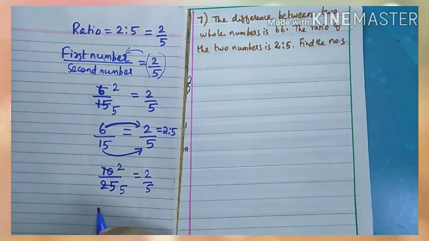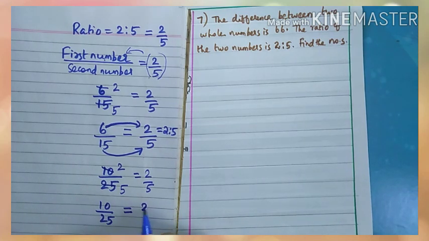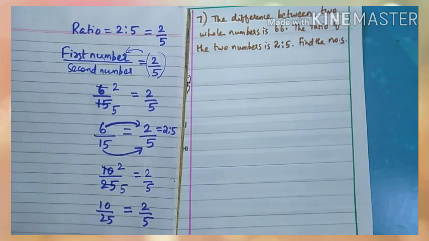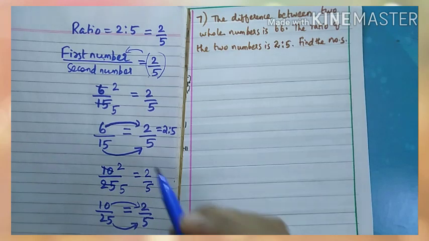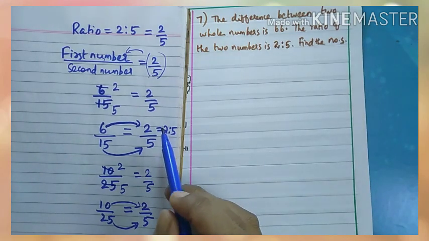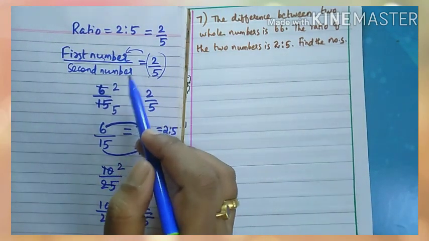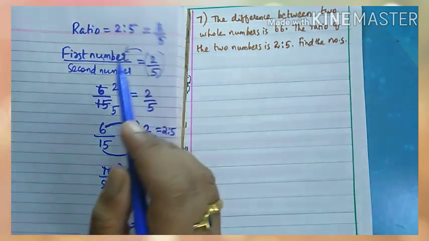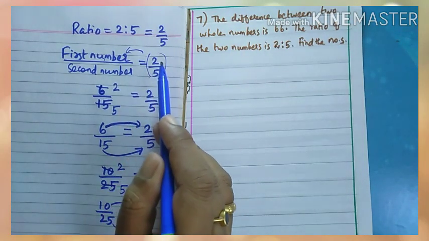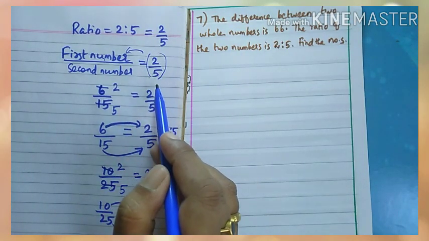Okay, so initially it was 10 by 25 and I reduced it to make 2 by 5. Now you see, this 10 is a multiple of 2. This 25 is a multiple of 5. So the meaning of ratio is, first number, here in our question, one number by another number is the ratio 2 by 5, 2 is to 5.